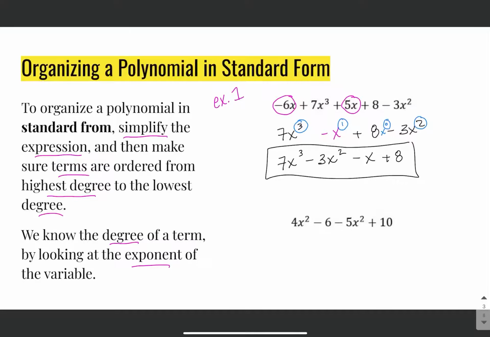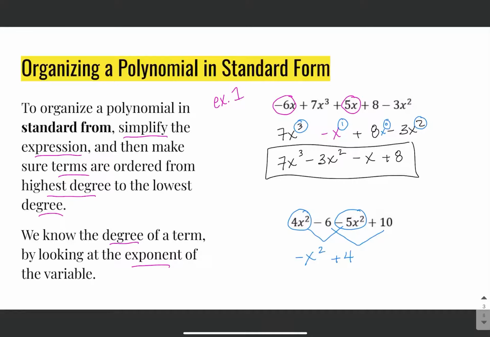All right, let's try one more. Looking at this, that can combine. That would be a negative x squared. And notice this can combine. That would be a plus 4.